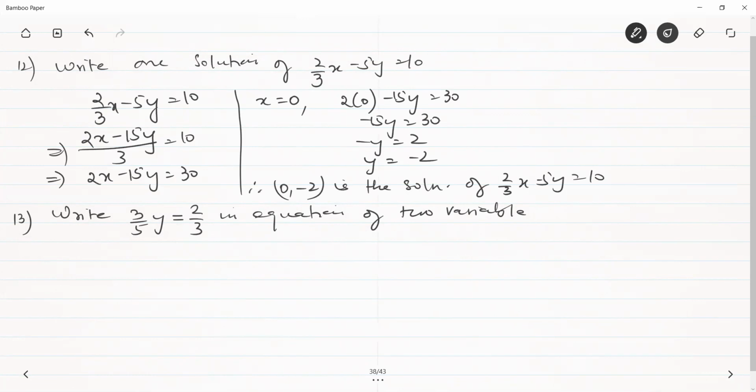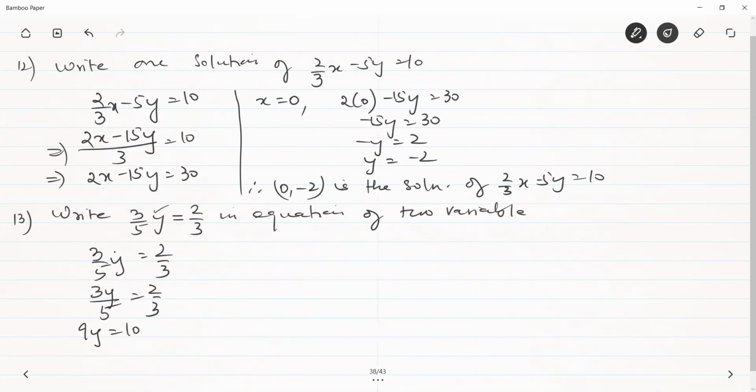Okay. Now the next one, write 3/5y is equal to 2/3 as an equation in two variables. There is only one variable here, no? 3/5y is equal to 2/3. There's only one variable here. So how do you convert this into two variables? Just first make this in standard form. 3y/5 is equal to 2/3. Now cross multiply this. 9y is equal to 10. So 9y is equal to 10.